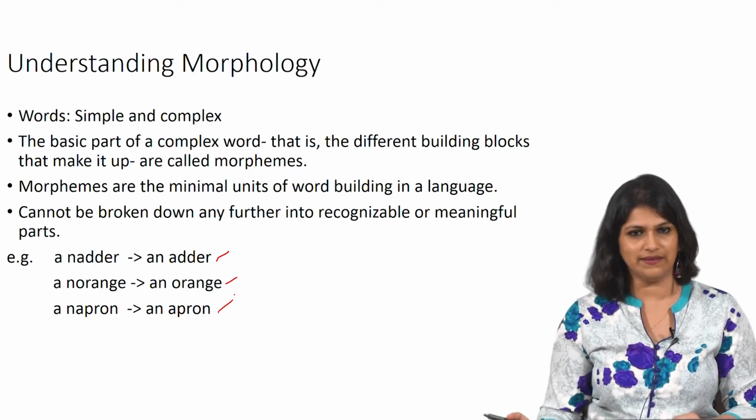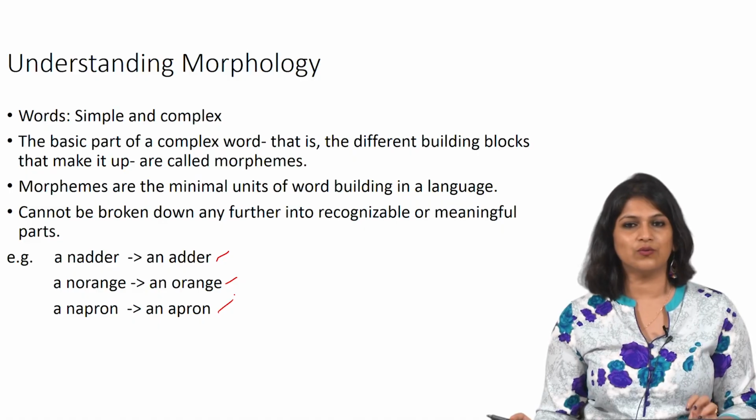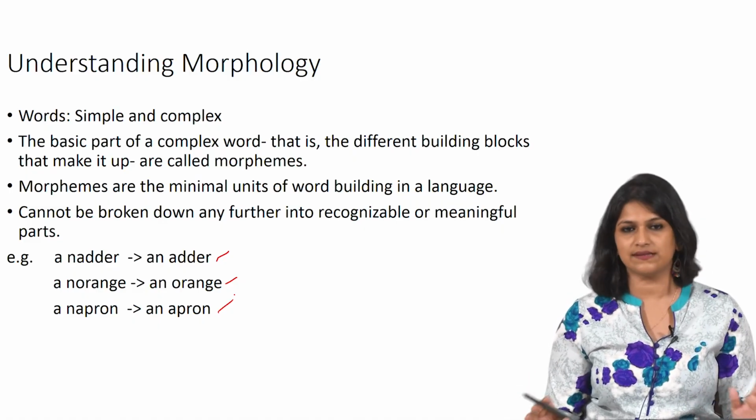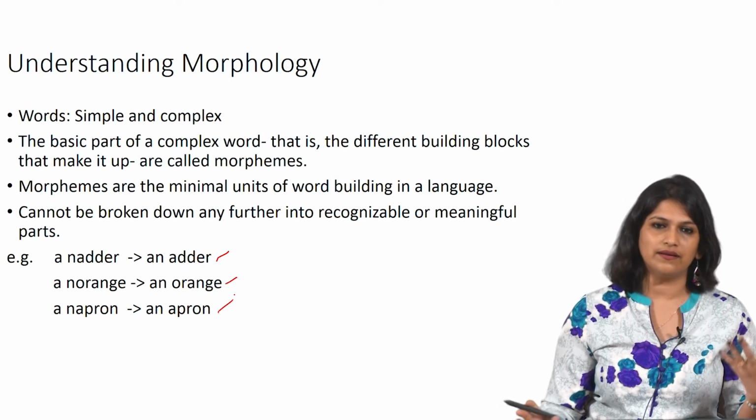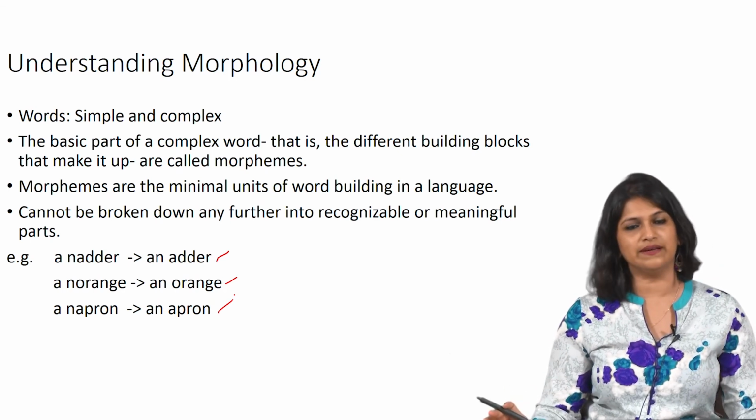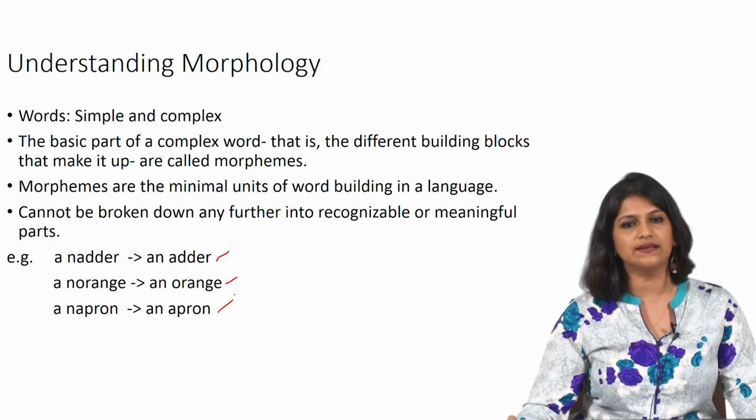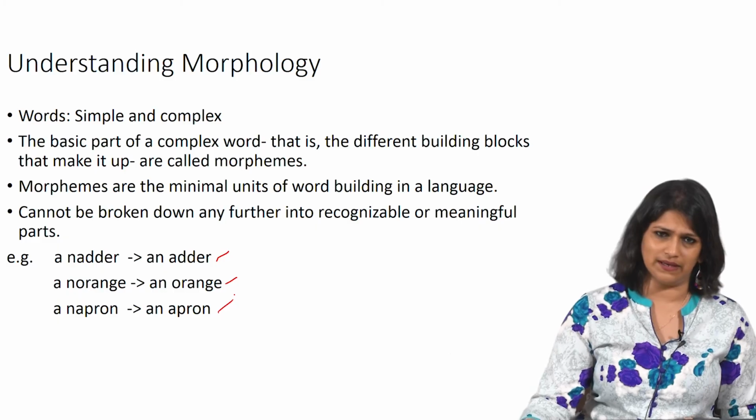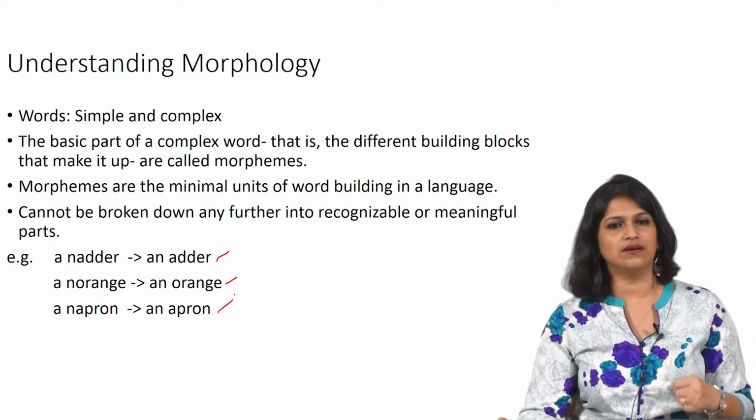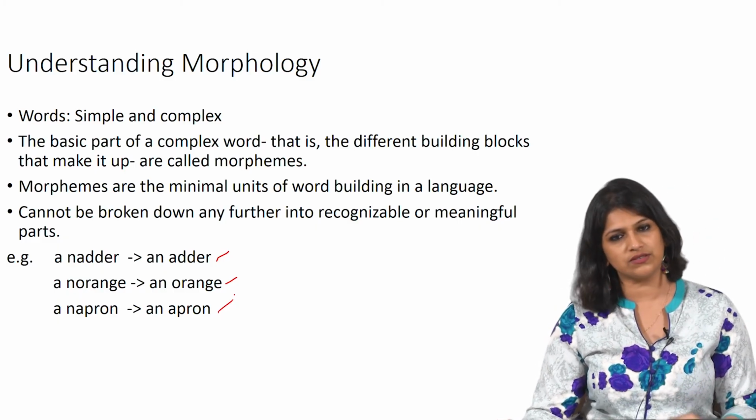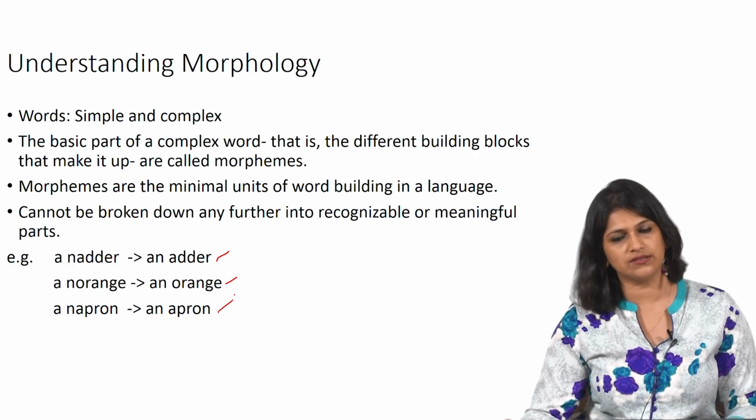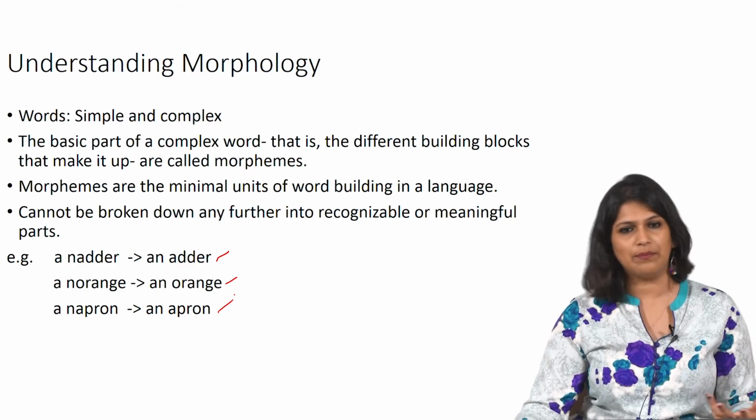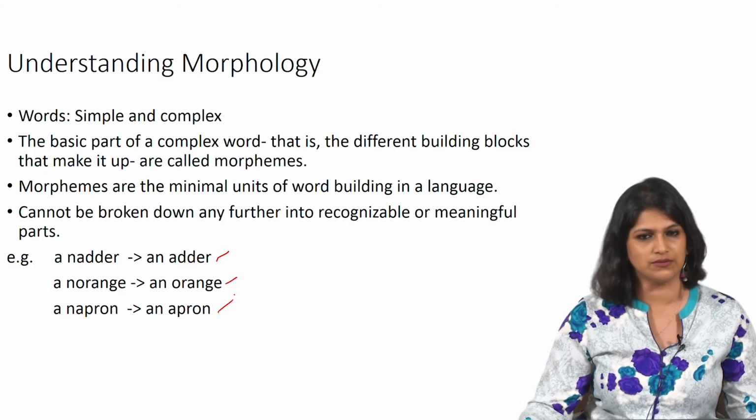We will come to it later, but here we are trying to figure out what is the meaningful part. When you say "a nadder", there is absolutely no meaning. Likewise, a probably has a meaning, because that is an article used in English, but what is the meaning of nadder? It does not have any meaning, right. Similar is the case with "a norange". What is norange? There is no word called norange in English. So is the story with "a napron". Napron also does not have any meaning associated with it.